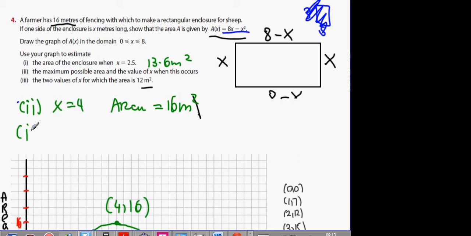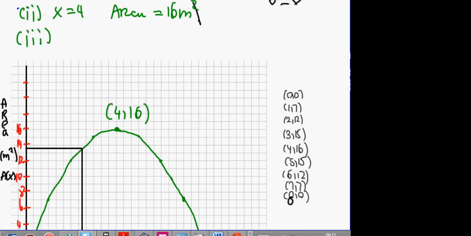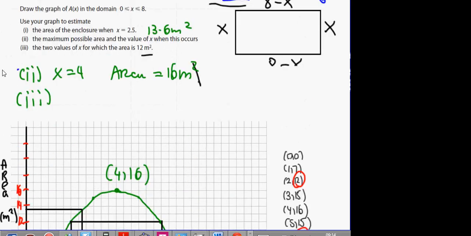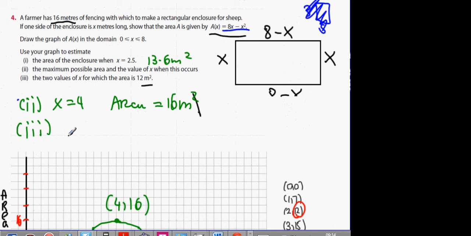Part 3, find the two values of x for which the area is 12. When is the area 12? We have it here, don't we? 2 and 6. But I have to do it on the graph. If I don't put the workings on the graph, I lose the marks, guys. So you've got to make sure that you draw it on the graph, because the question specifically says use the graph. So my two answers are 2 and 6. x equals 2, x equals 6.